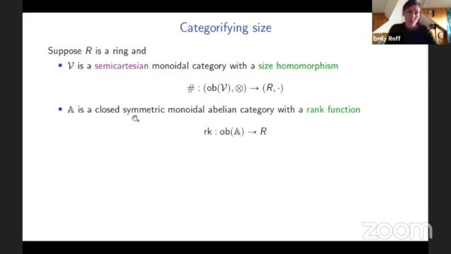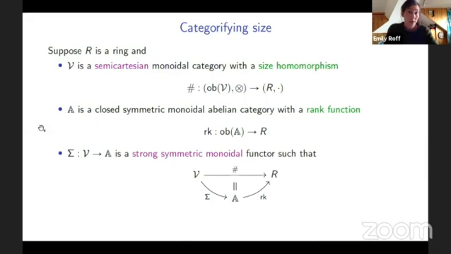So suppose V is a semi-Cartesian monoidal category equipped with a size valued in some ring R. And suppose we've got a closed symmetric monoidal abelian category A, equipped with a rank function also valued in R. And by rank, I just mean something which shares the good properties of the torsion-free rank of abelian groups. Okay, so suppose we can find a strong symmetric monoidal functor sigma from V into A with the property that the size factors through this functor sigma via the rank. In that case, we're going to say that sigma is a size functor, and we're going to say it categorifies the size.